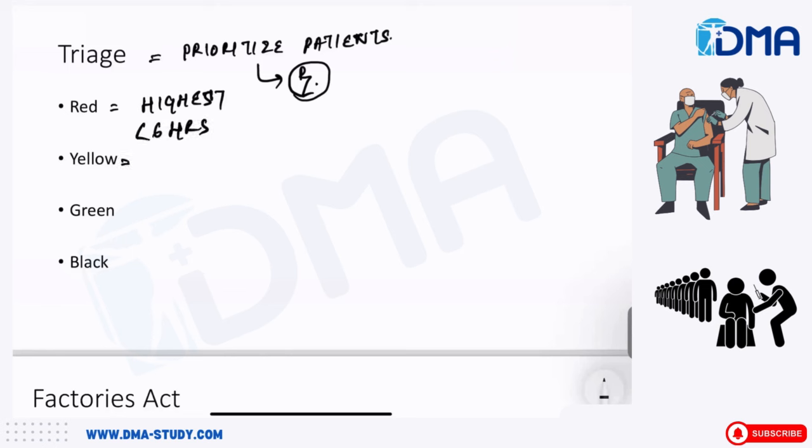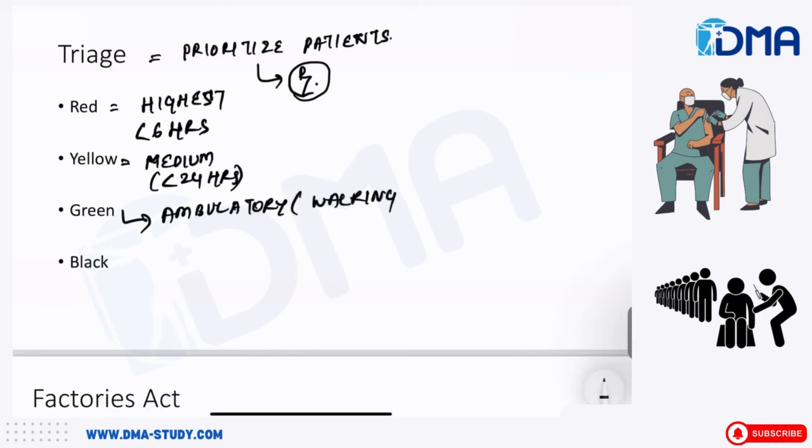While yellow patients are of medium priority, they have to be treated within 24 hours. Green patients are also called ambulatory patients. Ambulatory patients are walking wounded. They can be treated later, and they just need a mild dressing or something like that. And black patients are dead patients or moribund patients, who are brain dead.